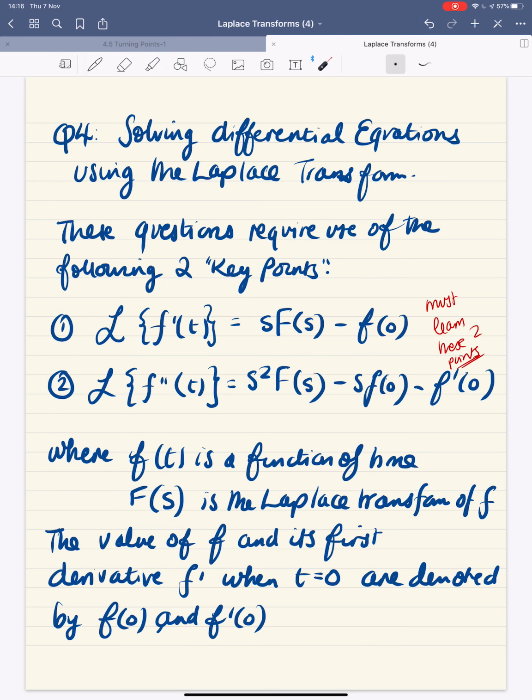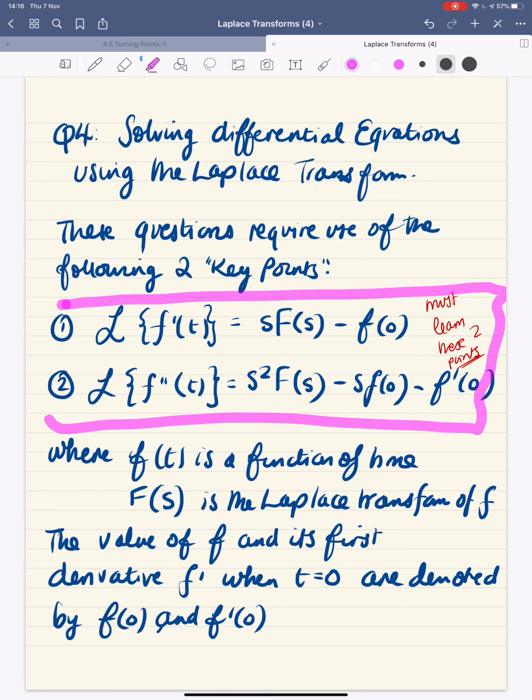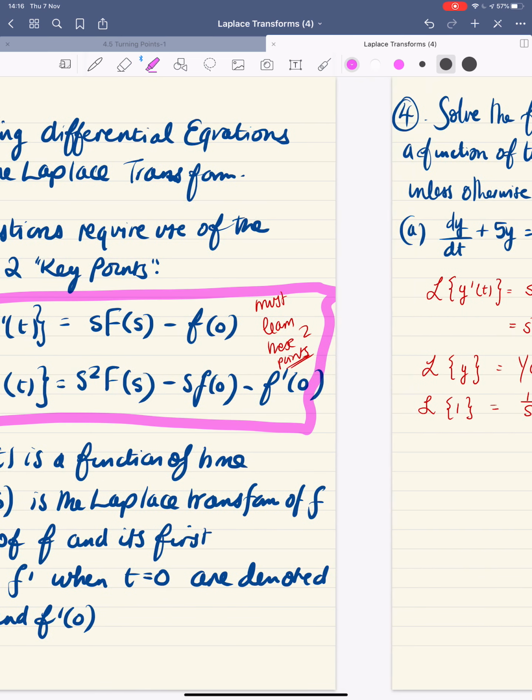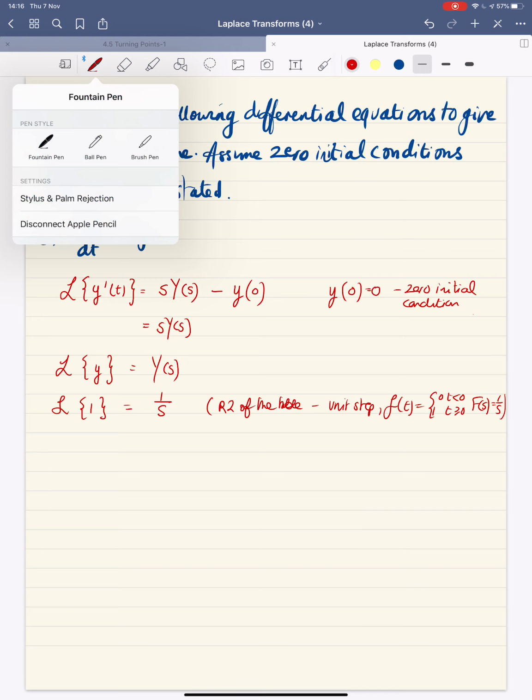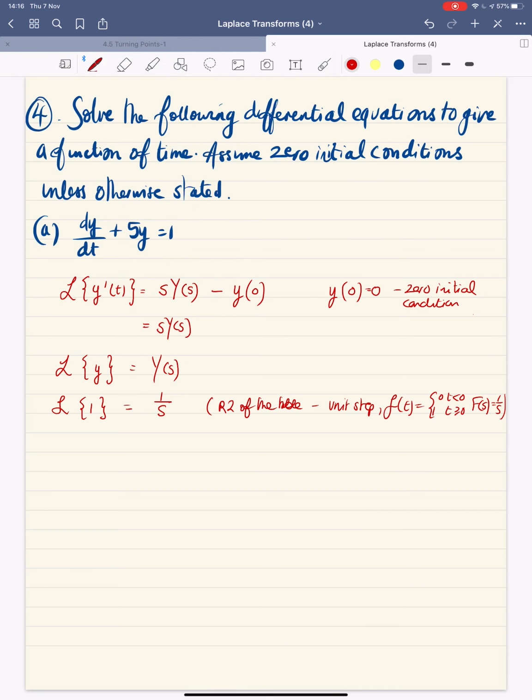I've rewritten them where we need them in the questions. So f of t is a function of time. F of s is the Laplace transform of f. The value of f and its first derivative f dashed when t equals 0 are denoted by f of 0 and f dashed of 0. So that's a bit of background that you need. The most important things there are these 2 here, and you've got to learn them.